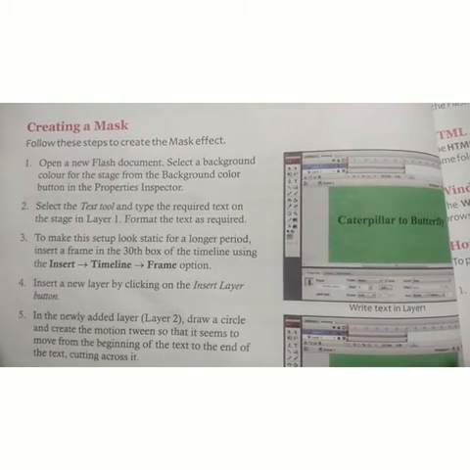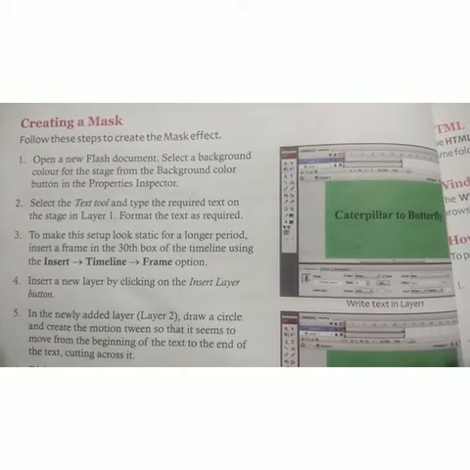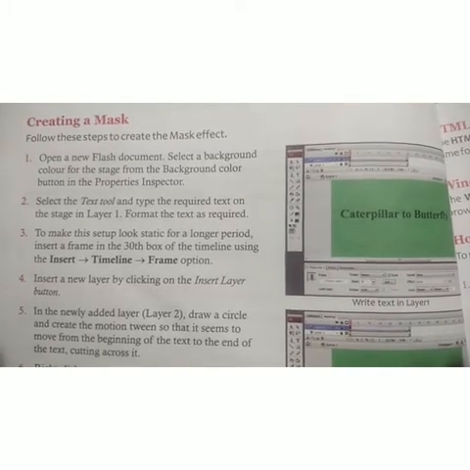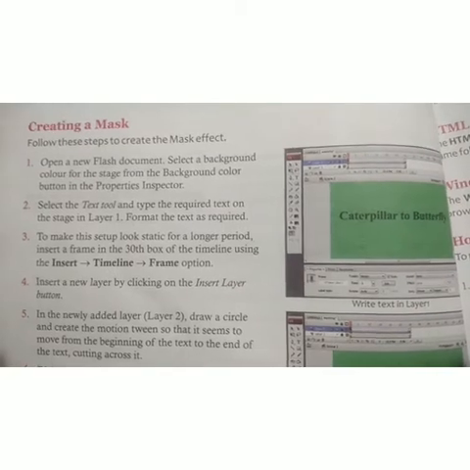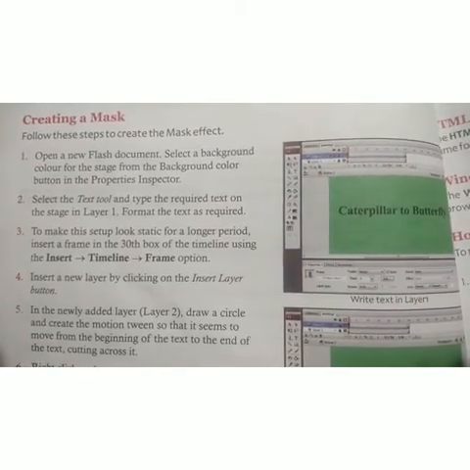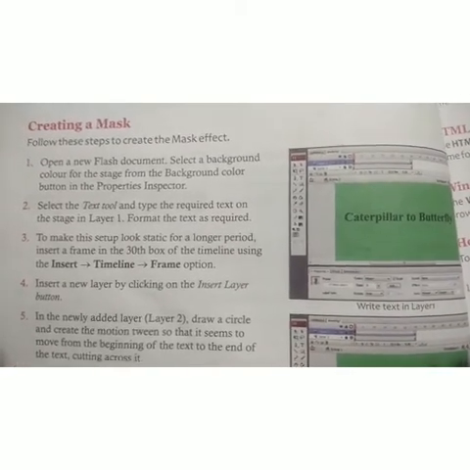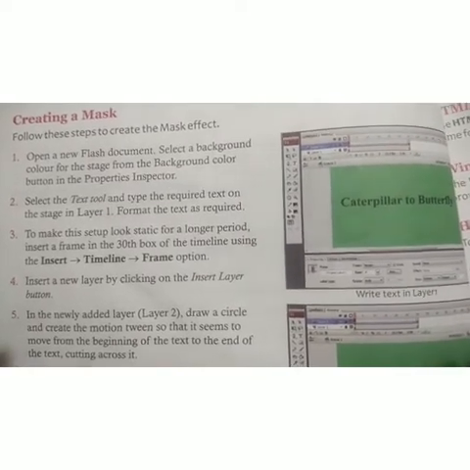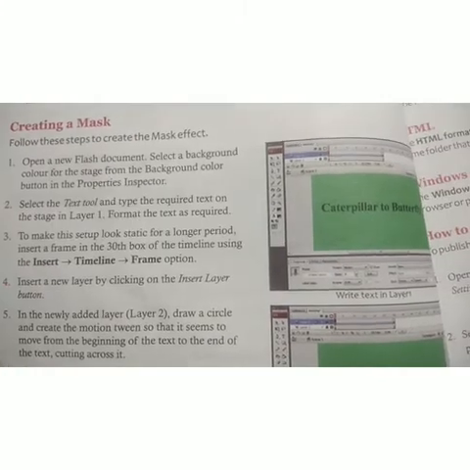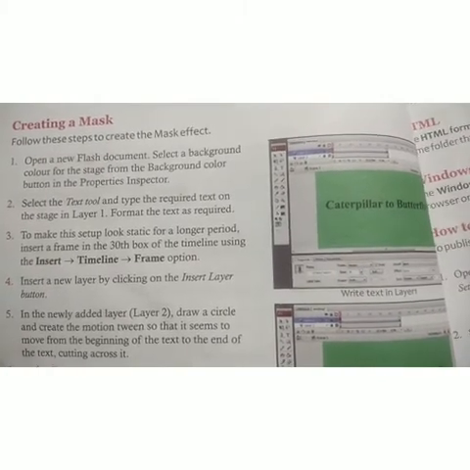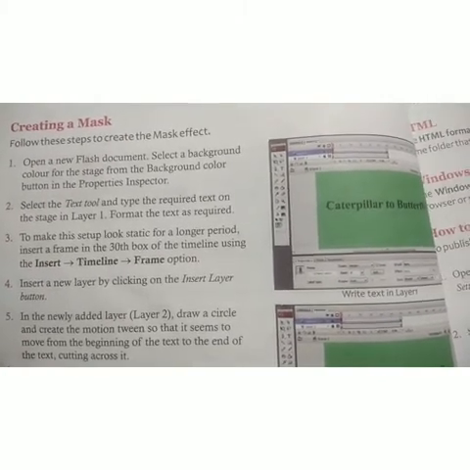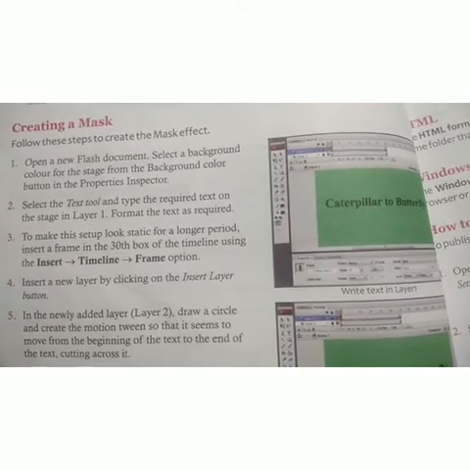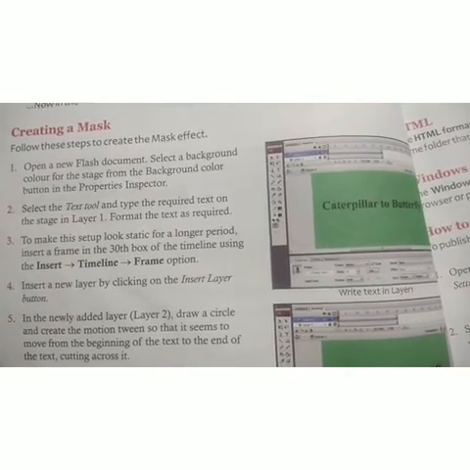Third, to make this setup look static for a longer period, insert a frame in the 30th box of the timeline using the insert timeline frame option. Fourth, insert a new layer by clicking on the insert layer button. Fifth, in the newly added layer 2, draw a circle and create the motion tool so that it seems to move from the beginning of the text to the end of the text, cutting across it.